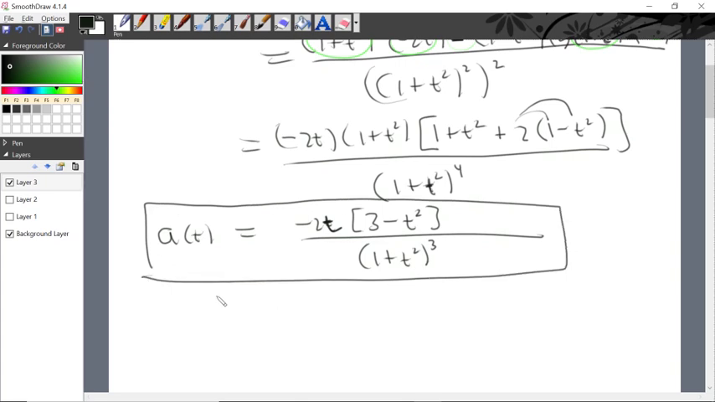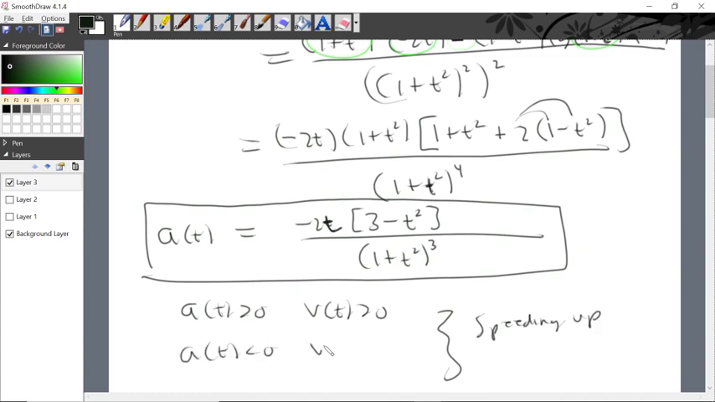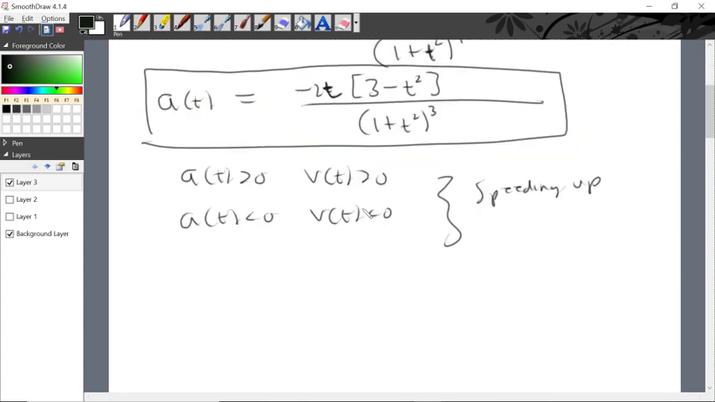Right? So we want to know when the acceleration and velocity are positive. That is, if the acceleration is greater than 0 and the velocity is greater than 0, then that would indicate that it is speeding up. If the acceleration is less than 0 and the velocity is less than 0 simultaneously, that would also indicate that it is speeding up. So I'd like to know when the acceleration is positive, when the acceleration is negative.